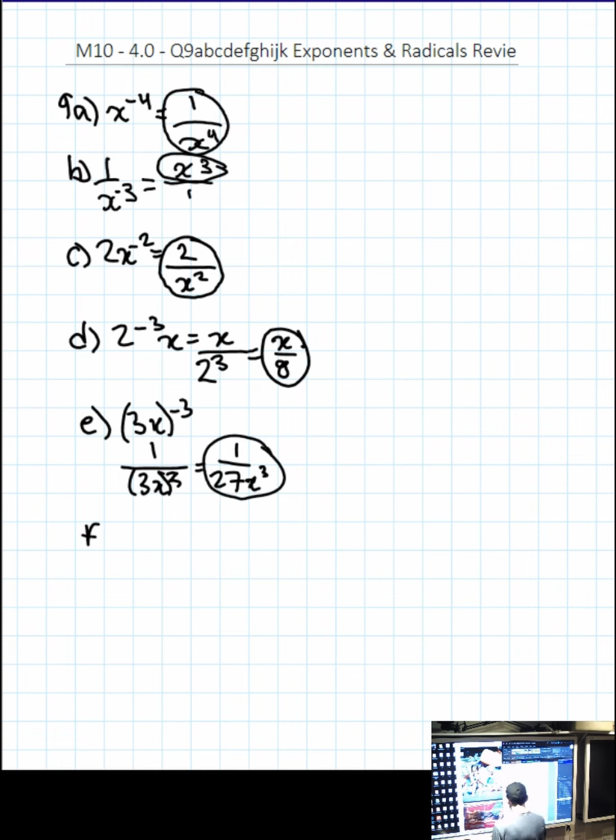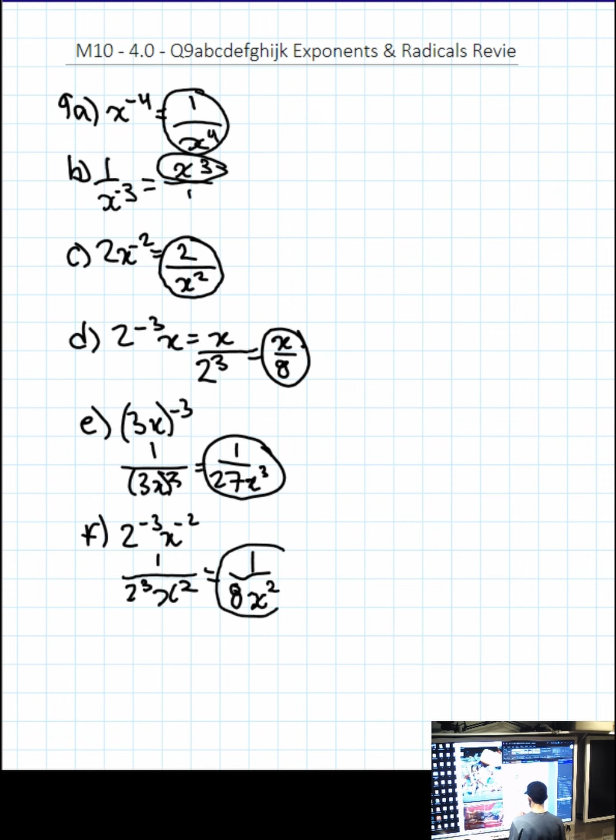Okay, we have f. So 2 to the negative 3, x to the negative 2. So again, we have negative exponents. I'm going to start off with a fraction. Now they both have a negative exponent, so I'm going to bring them both down to the bottom, make them both exponents positive. So we're going to get 2 cubed, bringing the exponent down, making it positive, x squared, bringing it down, making it positive, put a 1 on top, equals 1 over 2 cubed is 8, and we still have just an x squared. Circle our answer.